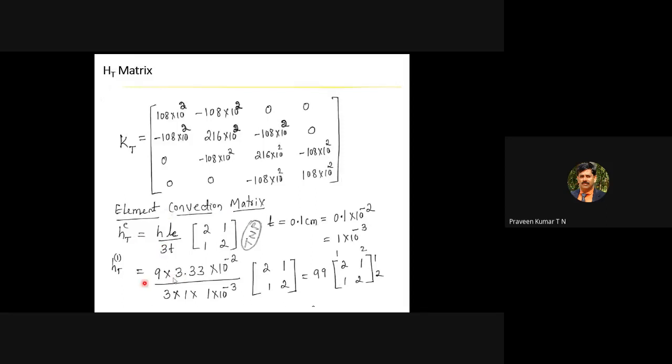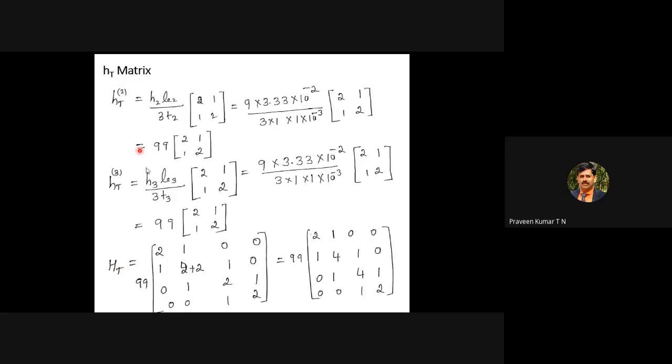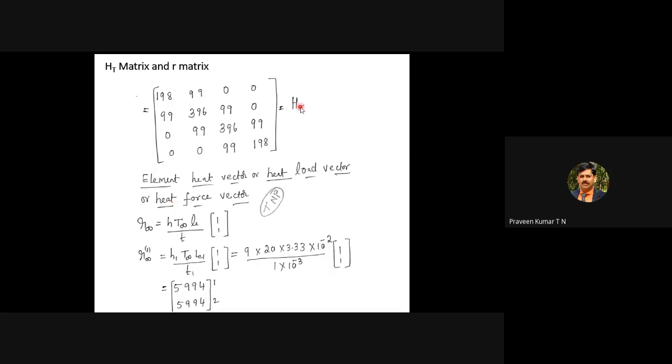You have to find out the convective heat transfer matrix for element 1, for element 2, and in a similar way, for element 3. From that, you have to get the global matrix. The global matrix is given by H of T. Now, this is a global matrix.